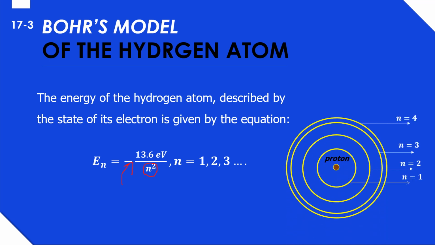If you look at the model, the circular model proposed by Bohr, you can see that we have a proton, which is the nucleus, surrounded by different energy levels. Now, these energy levels, n equal to 1, 2, 3, etc., are the levels occupied by the electron, and nothing in between.